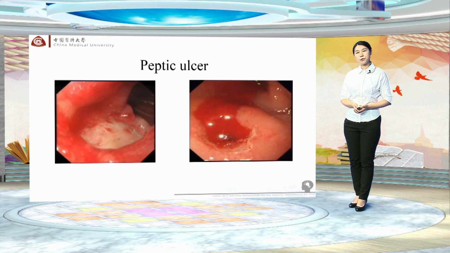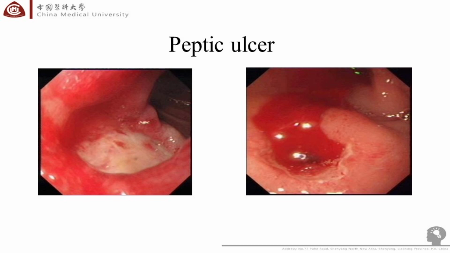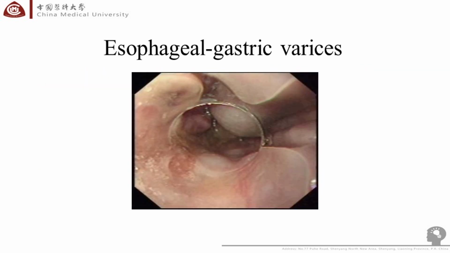Okay, let's see the photos. We can see the photo on the left is a peptic ulcer. On the right, it is bleeding. This picture was taken in the lower middle of the esophagus. We see a few blue varicose veins. Once they rupture and bleed, the amount of bleeding is usually large. The patient may go into shock in a short period of time. The situation is usually very dangerous, so we are very careful when doing endoscopy for patients with esophageal and gastric varices.